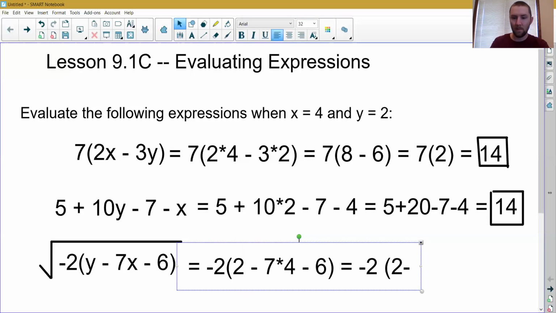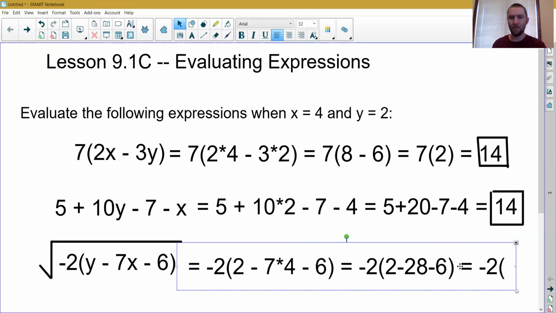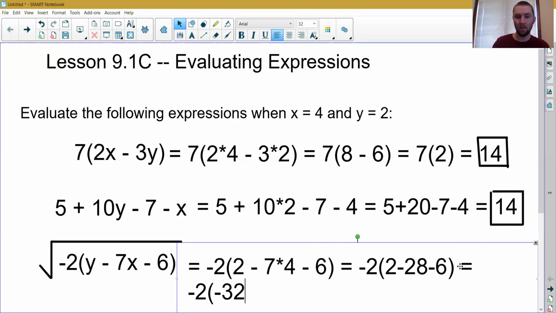minus 28 minus 6. Okay, and then I'm going to just do my subtraction that's inside of those parentheses. And I think I'm going to end up with -2 times, let's see, 2 minus 28. 2 take away 28 means I'm going into the negative, and I'm down 26, -26. And then I take away 6 more, which makes me go more negative. So -26, take away 6 more leaves me -32.